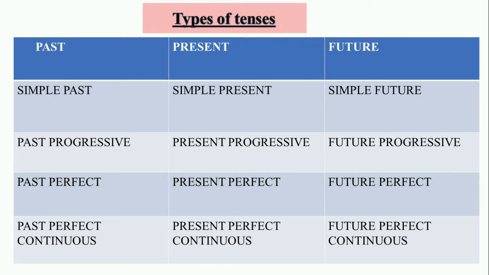Simple present, simple past, simple future, present progressive, past progressive, future progressive, present perfect, past perfect, future perfect, present perfect continuous, past perfect continuous, and future perfect continuous. Thus, the tense of a verb does not show the time of an action or event alone. It shows the state of that action also.